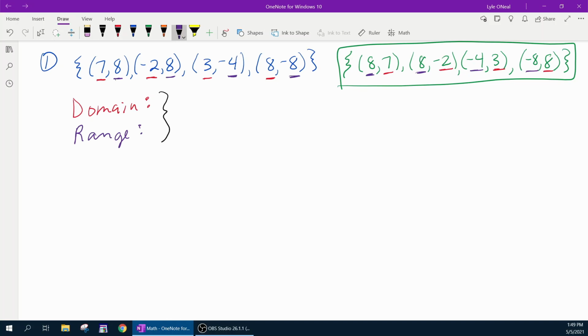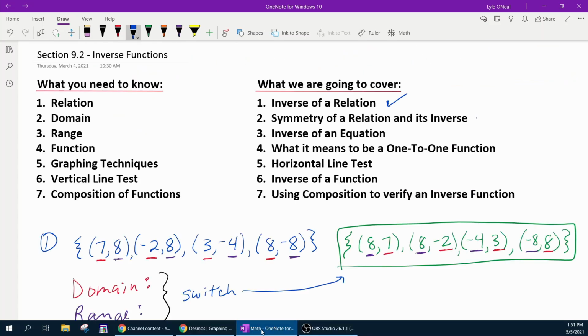Again, major concepts you need to understand here. For an inverse relation, for an inverse equation, and for an inverse function, the domain of the original always becomes the range of the inverse, and the range of the original always becomes the domain of the inverse. If you're keeping track, that takes care of covering the inverse of a relation.